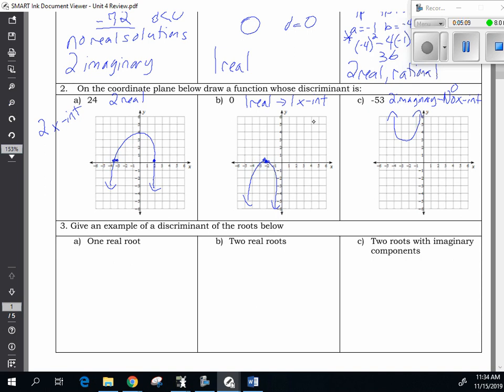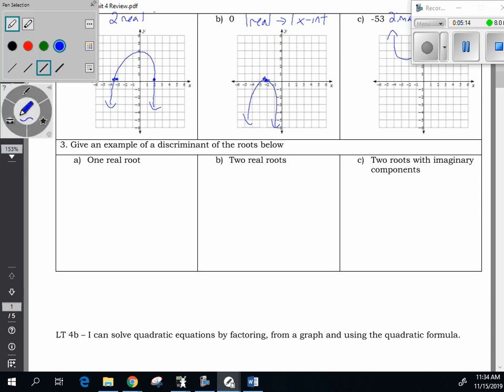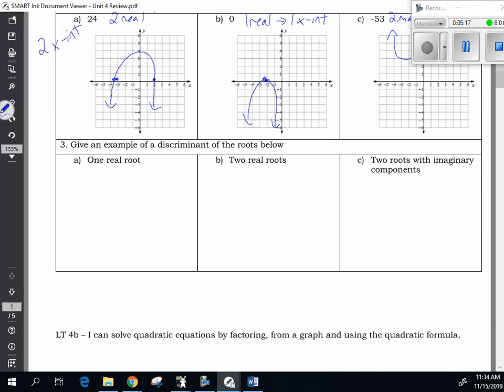3 is give an example of a discriminant with the roots below. All you have to know is, well, for it to have one real root, your discriminant would have to be 0. 2 real roots is when your discriminant is greater than 0. So you can just pick a number, whatever your favorite number is that's greater than 0. Let's do 345. That works. And C, 2 roots with imaginary components, that's when your discriminant is less than 0, so pick your favorite negative number, maybe negative 153. Okay, and that's the video for discriminants.